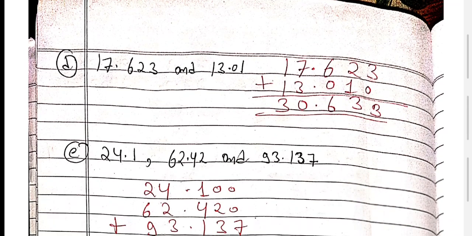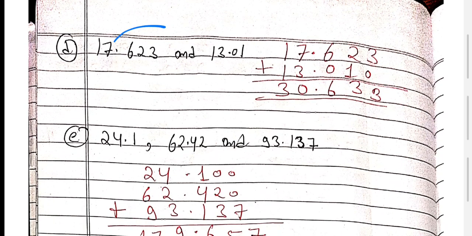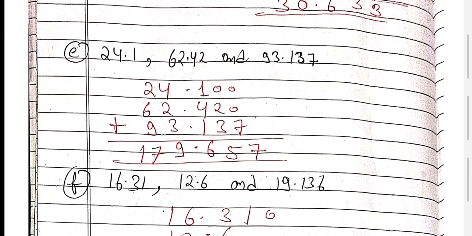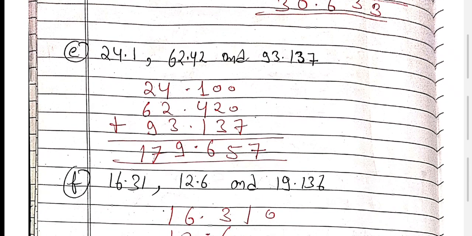Now come on D part. They have 3 decimal places, they have 2 decimal places, so increase one 0 so they become like decimals. Now just add: 3 0 plus 3 2, 1 3 6 as it is; 6 plus 0, 6; 7 3 10, 0 carry 1; and it is 1 1 2 and 1 3. So the answer is 30.633.